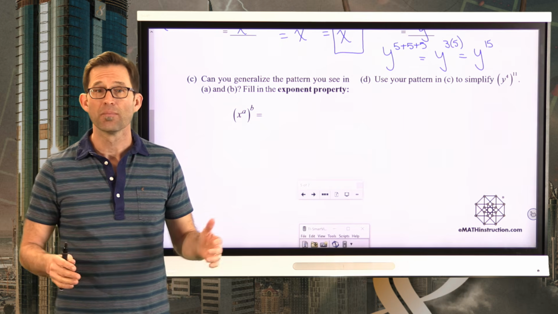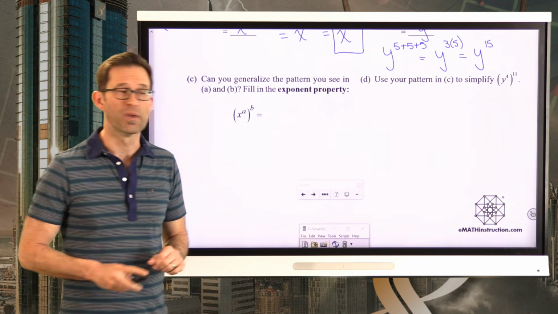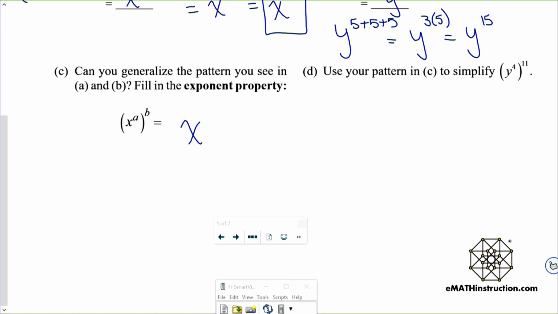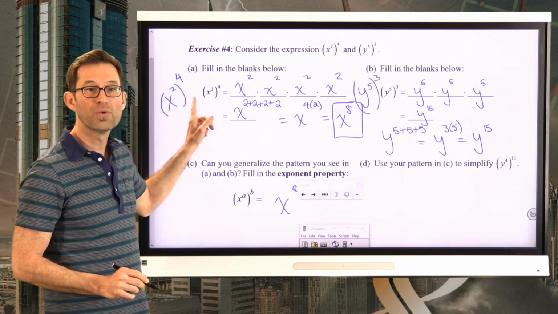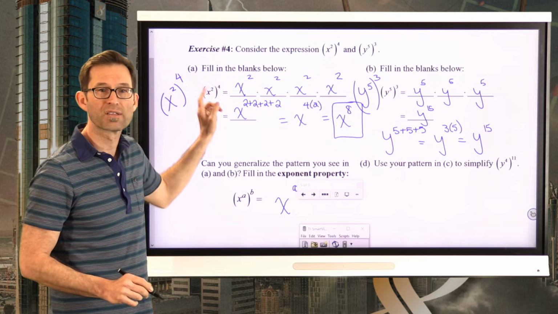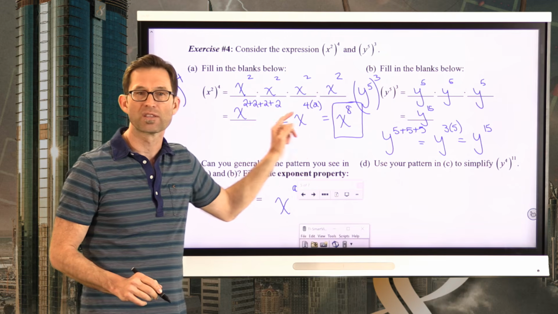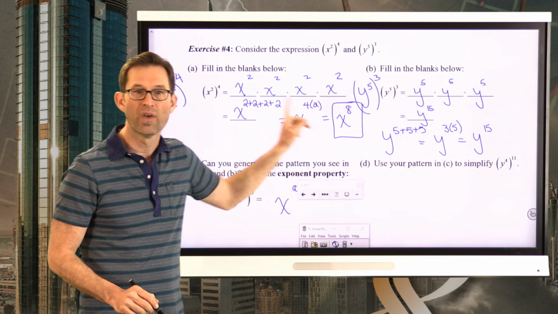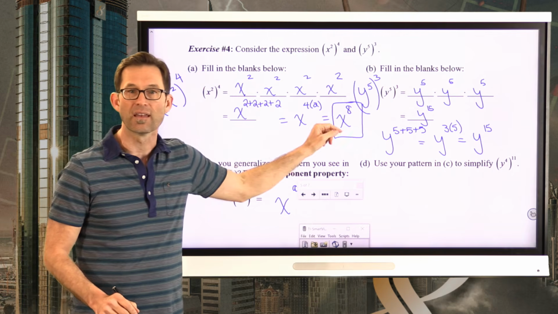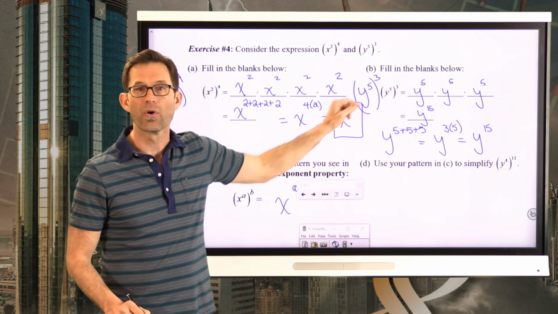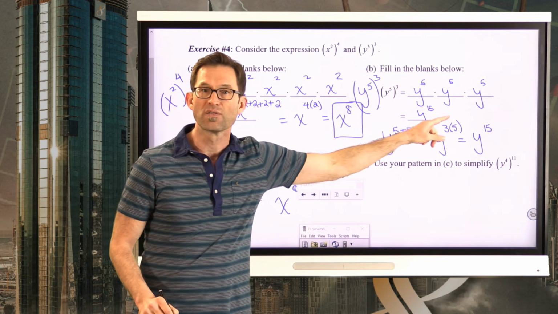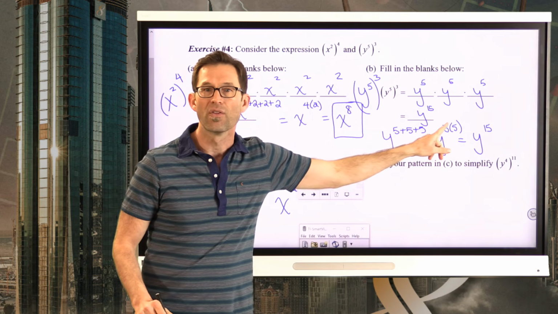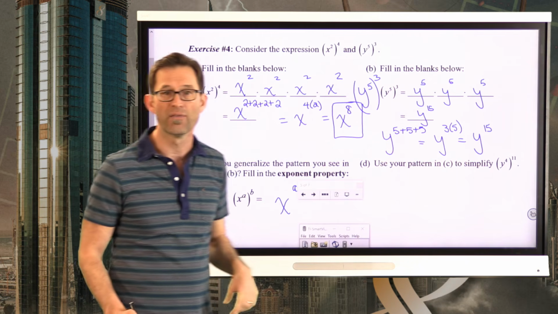Well, that is simply x to the A times B, right? When I have something raised to an exponent, then raised to another exponent, I multiply the two exponents, right? X to the second to the fourth is x to the 8th. 2 times 4 is 8. Y to the fifth to the third is y to the 3 times 5, which is y to the 15th.